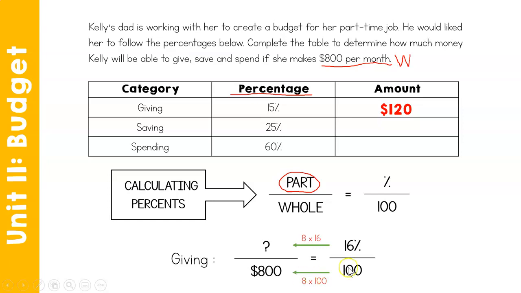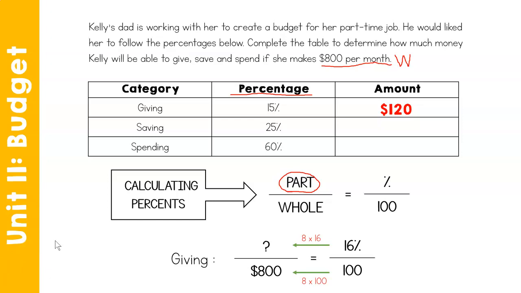Oh, sorry, this is a typo. This should have been 15%. I'm sorry, but we still get 120. So do me a favor, pause this video, solve for saving and spending on your own, and then come back and check your answers.